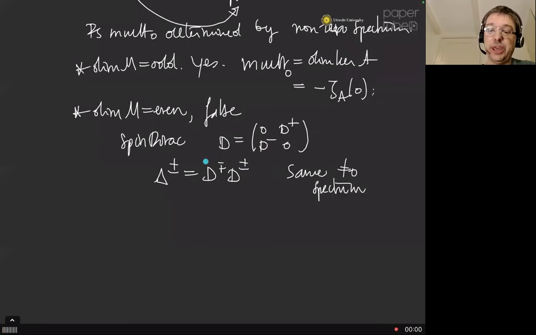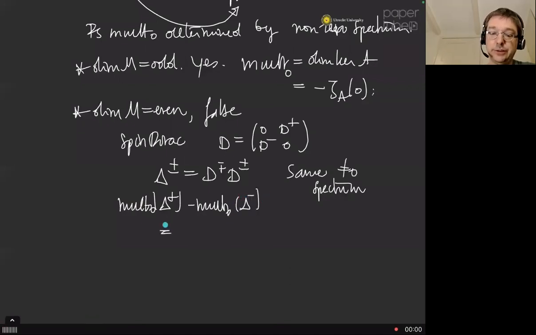If you have AB and BA, the non-zero spectrum is the same, but you don't know anything about the multiplicity at zero. And what do you have now? Well, you have the index formula. The index formula tells you that the multiplicity of zero in the plus minus the multiplicity of zero in the minus is equal to the integral of the A-hat genus of the manifold. I just wanted to show one example where this can be non-zero, namely 2. And this is 2 already on a quartic surface in CP3.